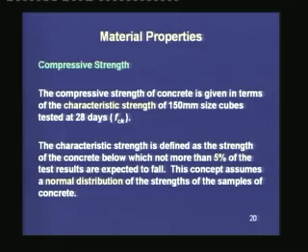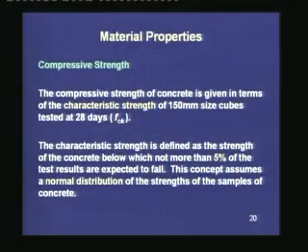Now, how do we quantify the strength of concrete? As we all know, the strength of concrete increases with time. Most of the gain in strength occurs in the first 4 weeks, and gradually the gain tapers off. The compressive strength of concrete is given in terms of the characteristic strength of 150 millimeter size cubes tested at 28 days. This strength, which is a standardized measure of the compressive strength of concrete, is called the characteristic strength, and this is denoted as f_ck.